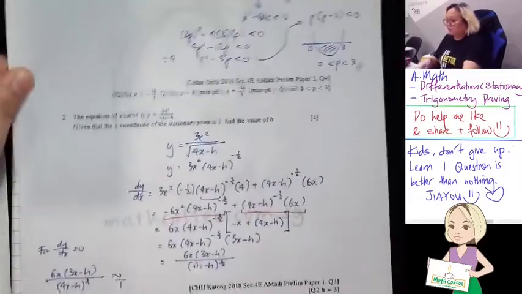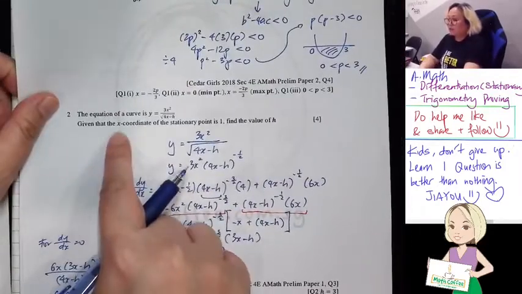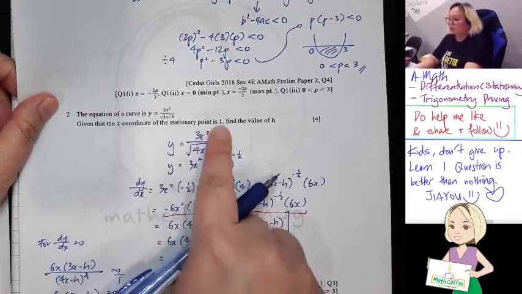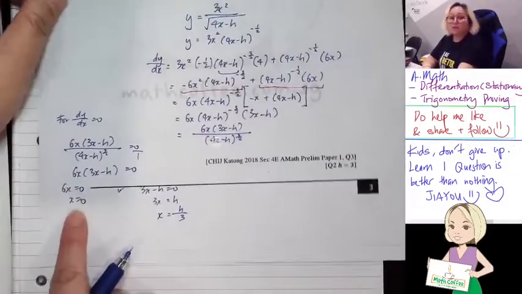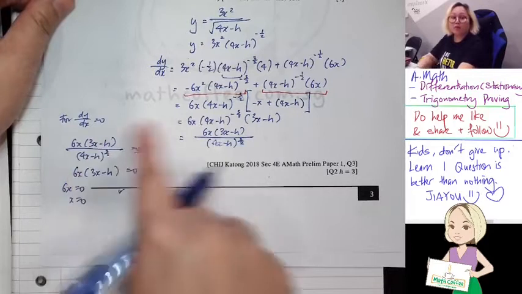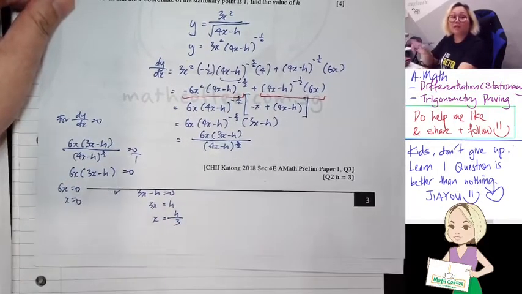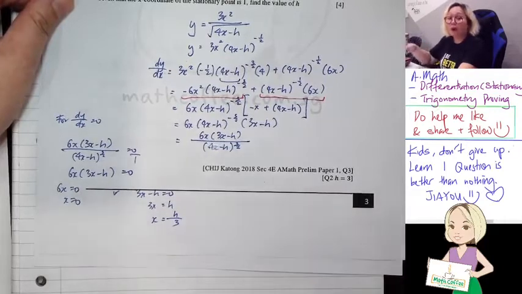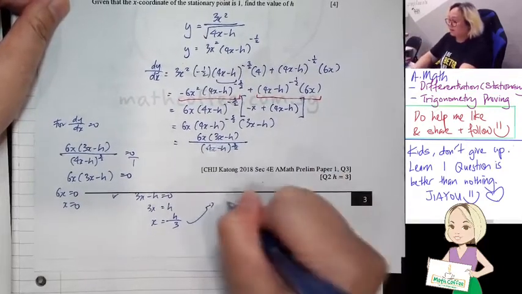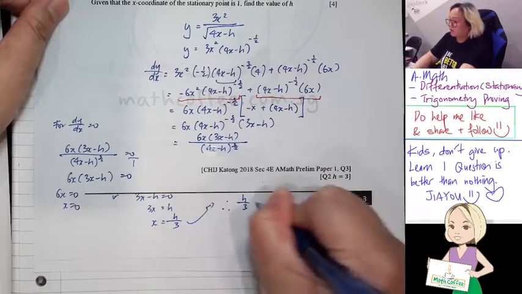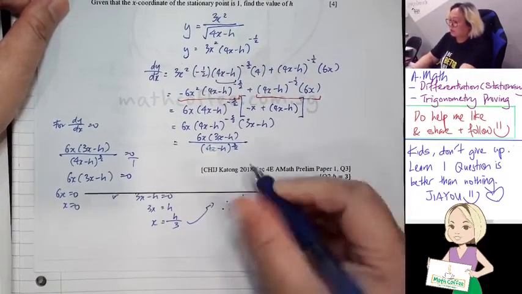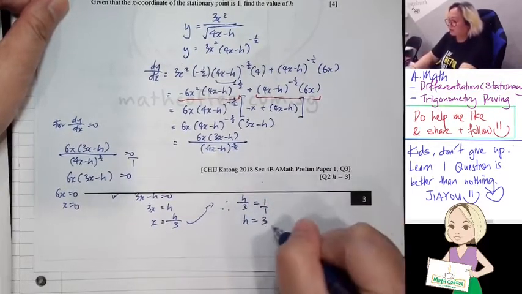So look back to the question. They tell us that one of the stationary points, the x coordinate is 1. This one is 0. Of course, not talking about this point, right? So it will be this one that they are referring to. So x equals to h over 3 is actually x equals to 1. So it means that h over 3 is equal to 1. Cross multiply, so I know my h is equal to 3. Done.